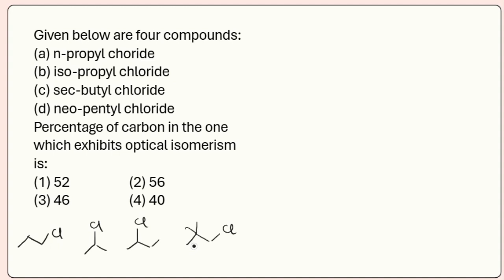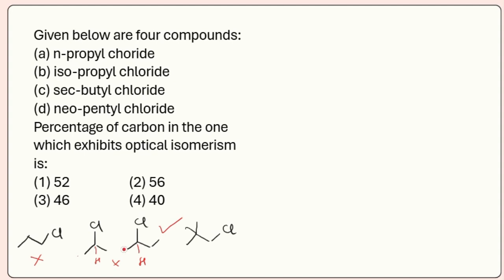One is to know which molecule is optically active. The second one is, once you know which is optically active, then you can find out the percentage of carbon from that particular compound. Is this optically active? No, because there is no chiral carbon. Is this optically active? No, because the carbon is attached to methyl. Is this optically active?